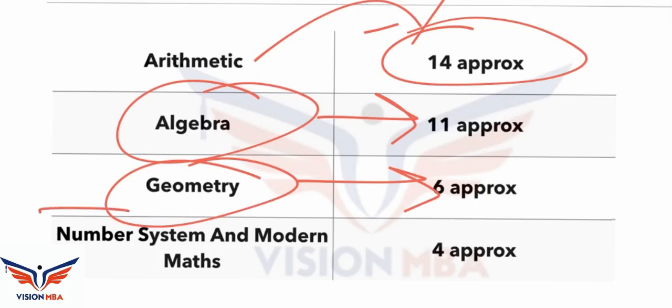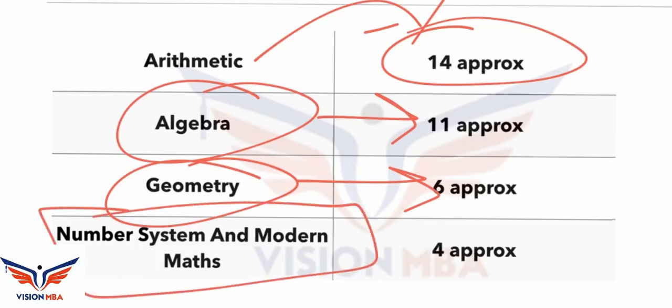Now, guys, number system and modern math I've kept together because in some slots, they are going to ask you 3 questions on number system and not even a single question on modern math. And sometimes they ask you 2 questions on modern math and 2 questions on number system. So that is why I kept it together. So guys, this is the bifurcation. On arithmetic, 14 approximately, 11 questions on algebra, 6 questions on geometry, 4 questions on number system and modern math.